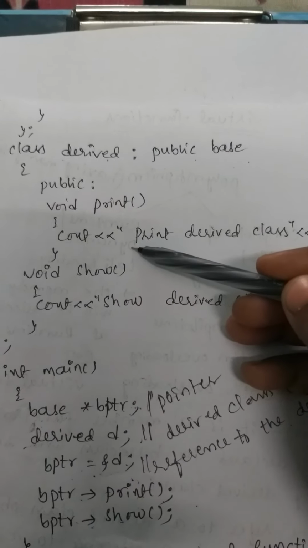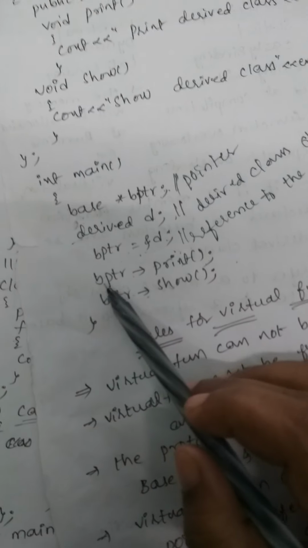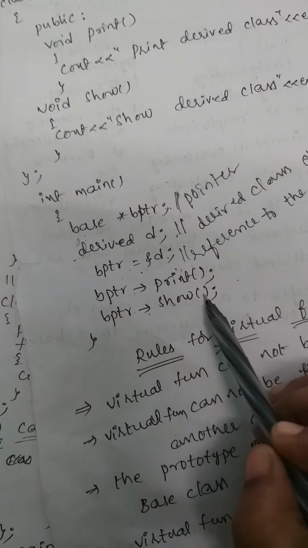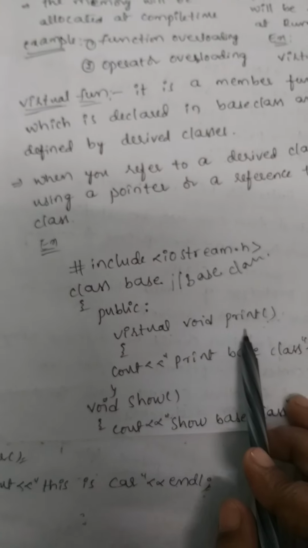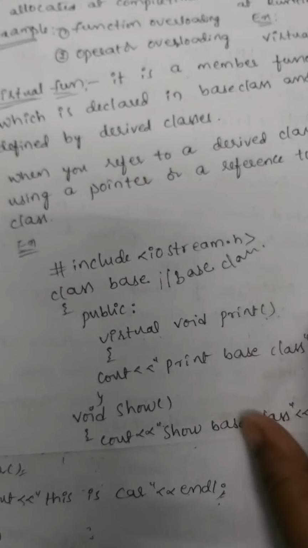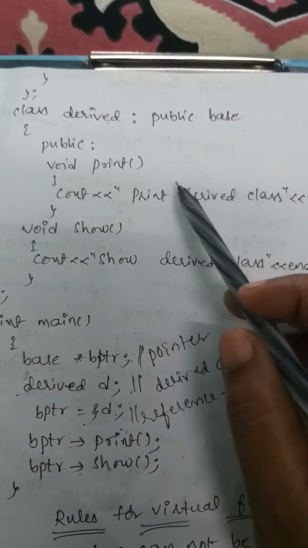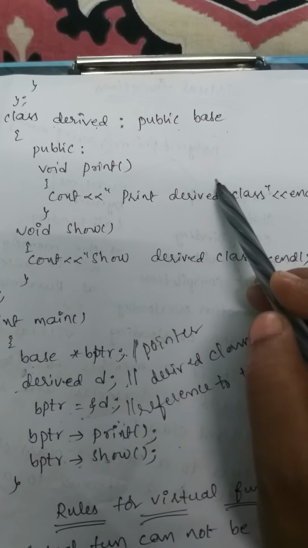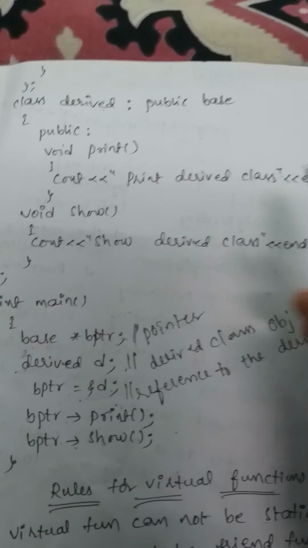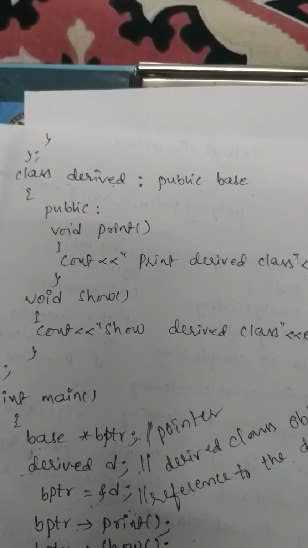So, the output for this program: whenever the base pointer points to the print function, it would execute in the base class. But in the base class, we are using the virtual keyword, so the function is overridden in the derived classes also. In this case, it will print the derived class. For this print function, it will print print derived class.